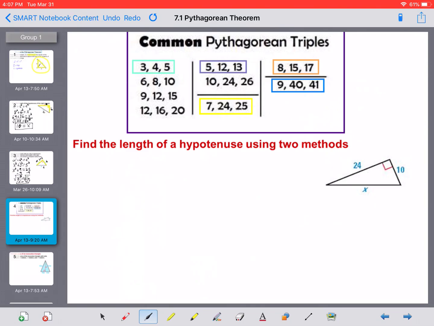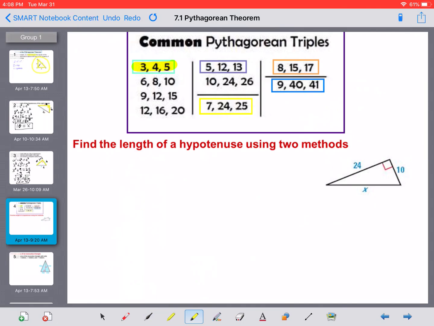Here are some of the common Pythagorean triples. These are the ones you'll see a lot. Some people memorize these. I don't expect you guys to memorize these, but I would copy this chart and keep this chart around. The most common you will ever see is this 3, 4, 5.